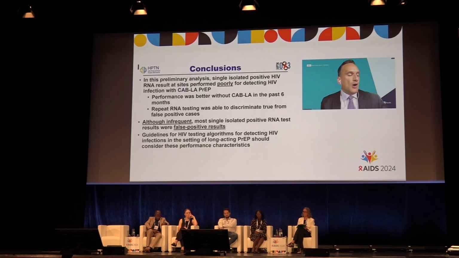Although both true and false positive test results were infrequent, most isolated positive RNA test results were false positives, and 1/3 had delays in PrEP continuation. Guidelines for HIV testing in the context of CAB-LA PrEP should consider these performance characteristics.